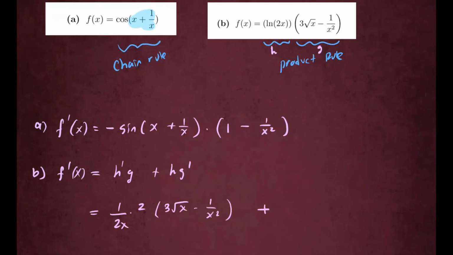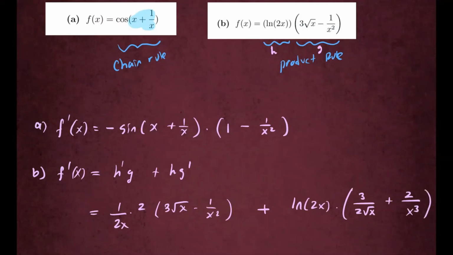Now plus, now we keep h, which is ln of 2x, and now we differentiate this function right here. And that's going to be just a bunch of power rules. So we differentiate 3 square root of x. That's going to be 3 over 2 square root of x. And then 1 over x squared, you can make that into a negative 2 power. So that will be positive 2 over x to the 3.